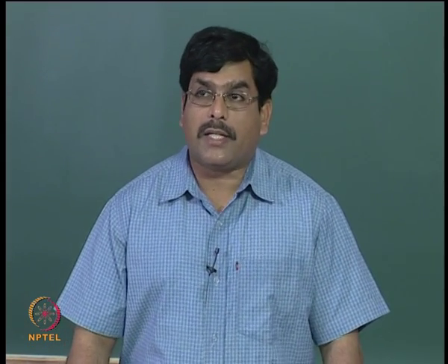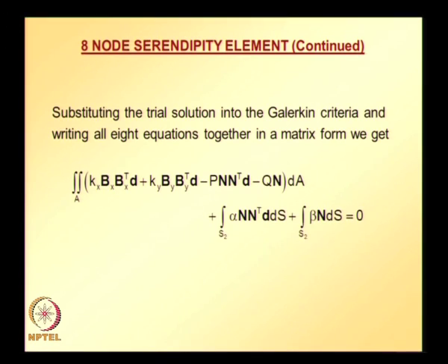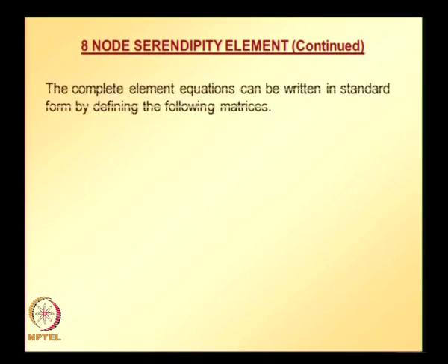Earlier when we were dealing with the 4 node quadrilateral element, we got 4 equations. Now, since we are dealing with the 8 node serendipity element, we get 8 equations. So, writing all 8 equations together in a matrix form, we get this. So, complete element equations can be written in a standard form by defining the following matrices.